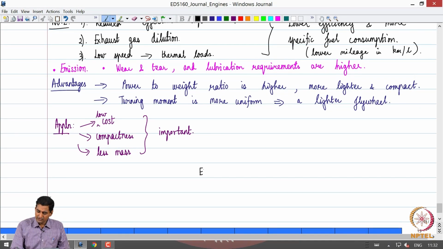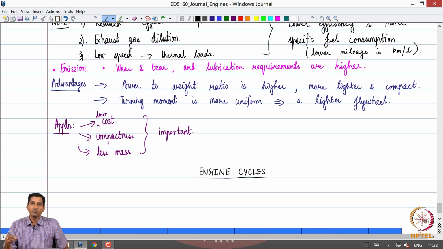The next topic that we are going to look at is that of engine cycles. So, what is an engine cycle? Just to quickly recap what we have done, we have looked at typical components in an internal combustion engine and learned how 4-stroke and 2-stroke engines operate.